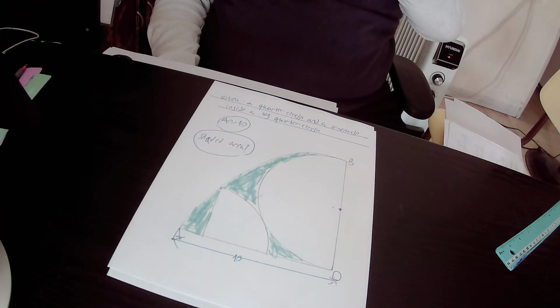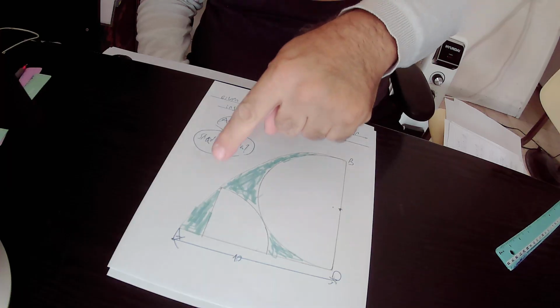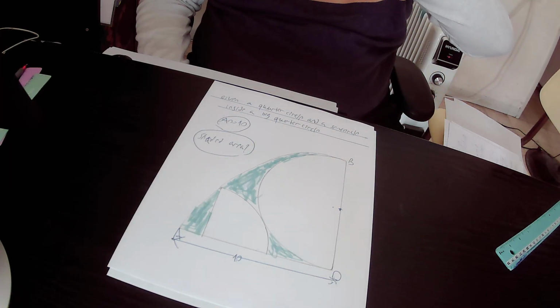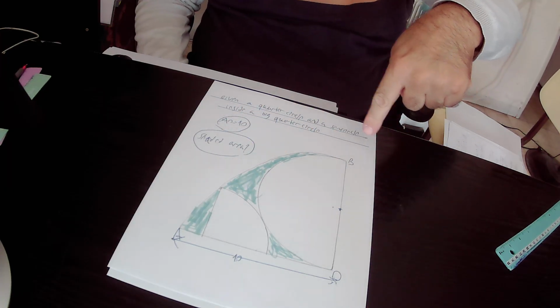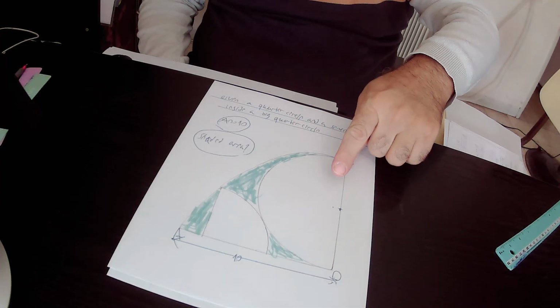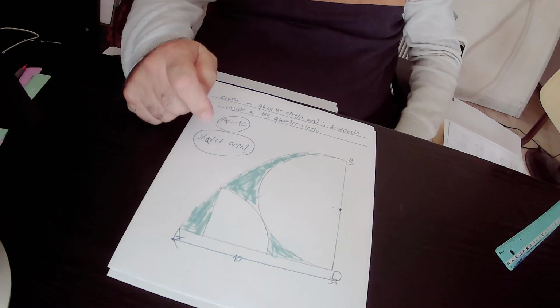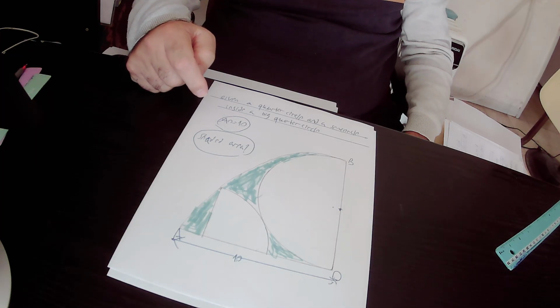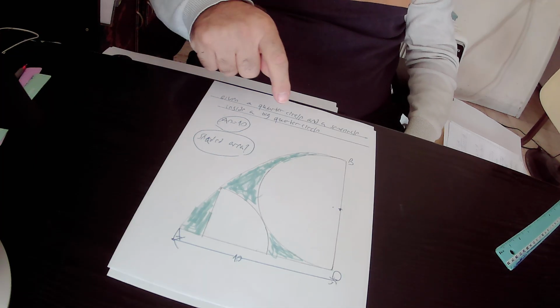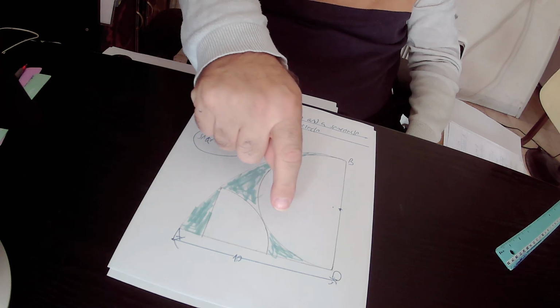In the drawing we have a big quarter circle. Inside this big quarter circle AOB we have this semicircle and this small quarter circle, and our task is to find out the area of this shaded region.